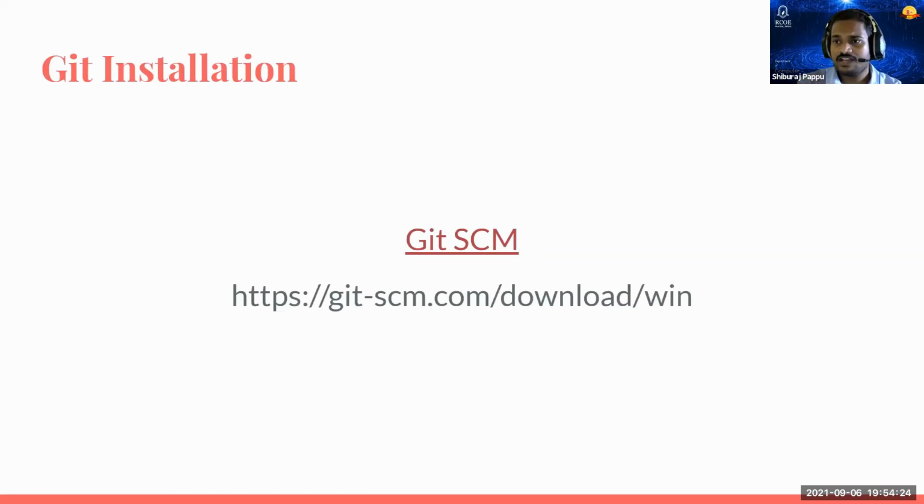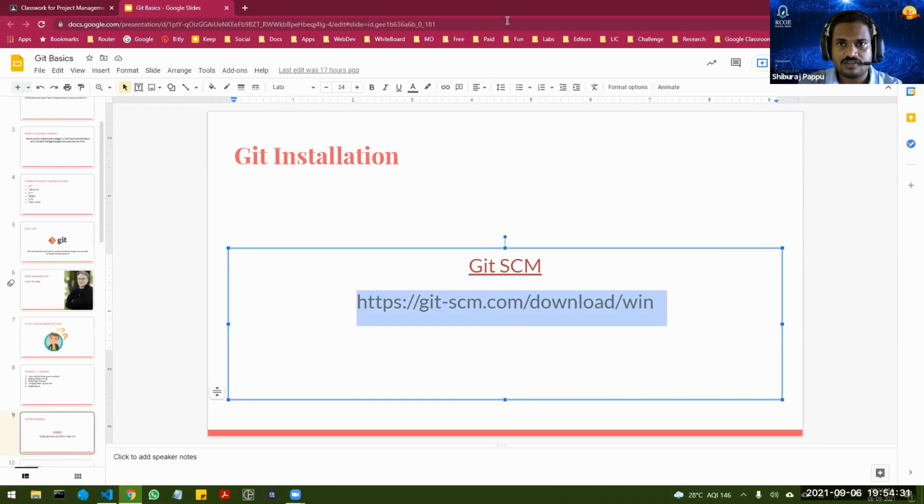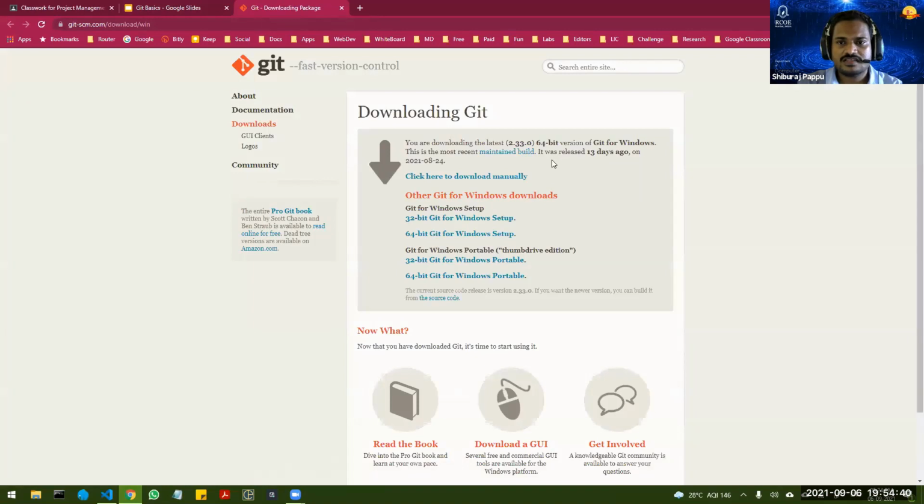But if you want to have Git on your local system, then you can go to this website. I will post this link on the chat box, and you can install Git on your system. Let me open this. This is how it looks. The site is git-scm.com. There you can go to the download site, and you can click which version you have, 32-bit or 64-bit. Click to download the setup.